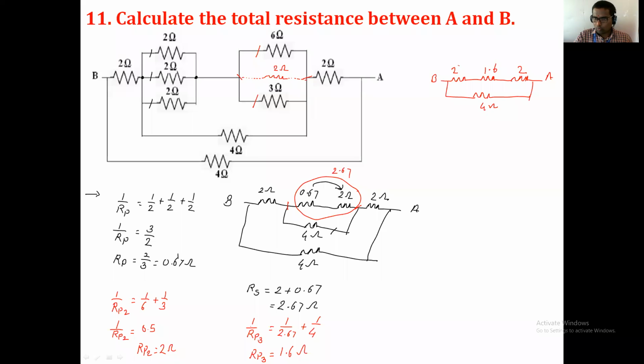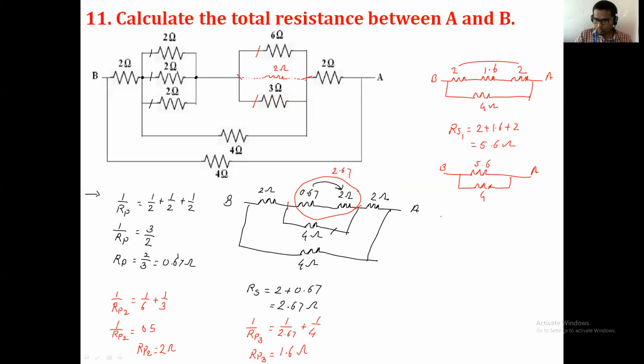Now, what about these 3 resistors? 2 ohm, 1.6, and then 2. How are they connected? They are connected in series, so I can write RS1 is equal to 2 plus 1.6 plus 2. It becomes 5.6 ohm. Is it right? And then I say that this 5.6 is the total resistance of the series combination, which is in parallel with this 4 ohm resistance.